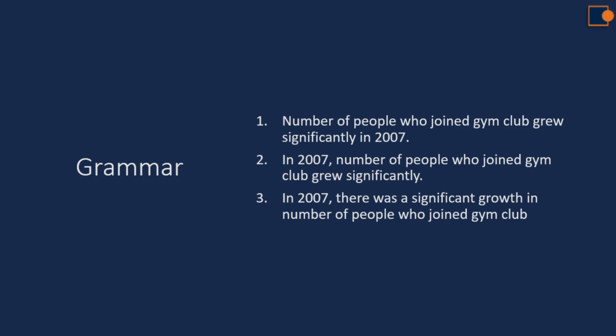So now we will display the same information in 3 different forms. Let's begin with the first one. This is the subject: number of people who joined the gym club. It's a whole sentence, but it is actually the subject. Next, grew is a verb. Now that shows you the actual verb. After the subject, it should be the verb. And then comes an adverb, significantly, and finally comes the time, in 2007.